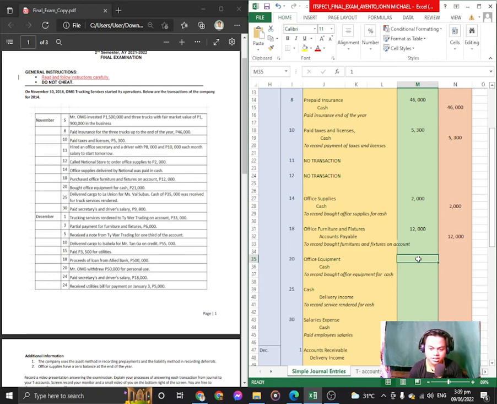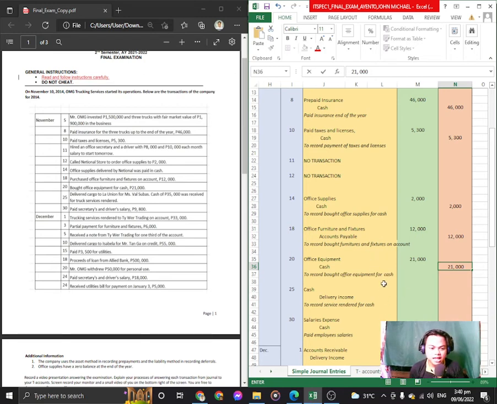It has a value of 21,000 pesos. Then, as noted earlier, cash is credit, so for the credit, cash, we have 21,000 pesos also, to record the office equipment bought for cash. Okay, good. For November 25, let's go.